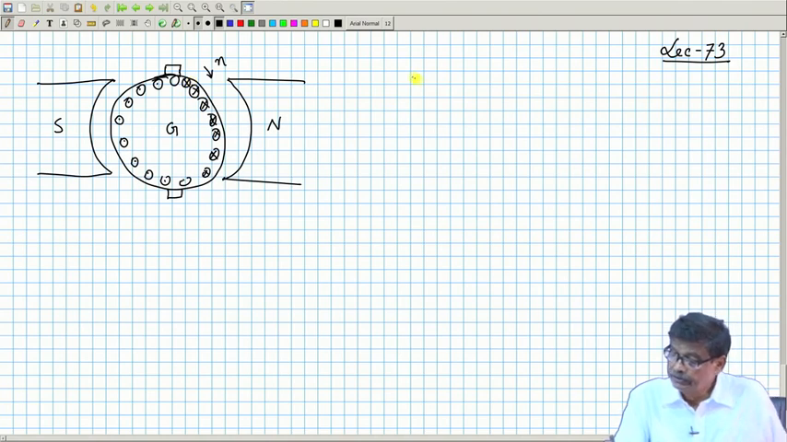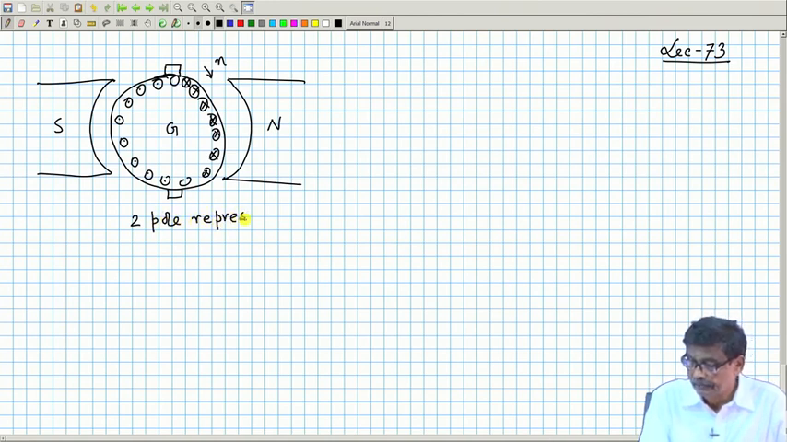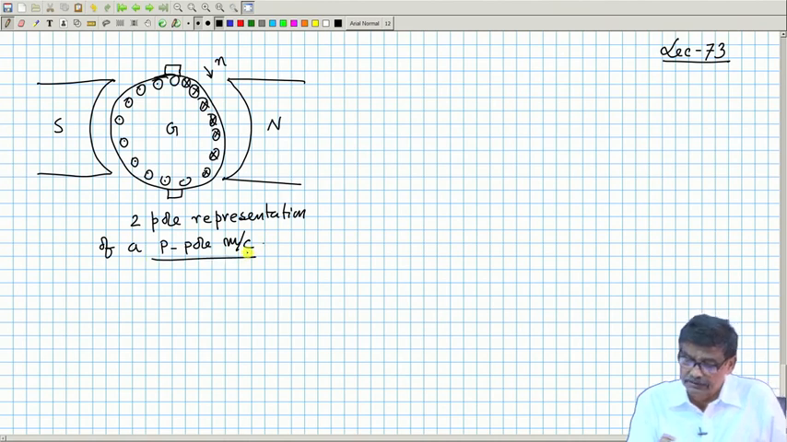Now, I told you in my last class that all the angles here are electrical angles, because it is a two pole representation of a P-pole machine. I should just be careful about that.